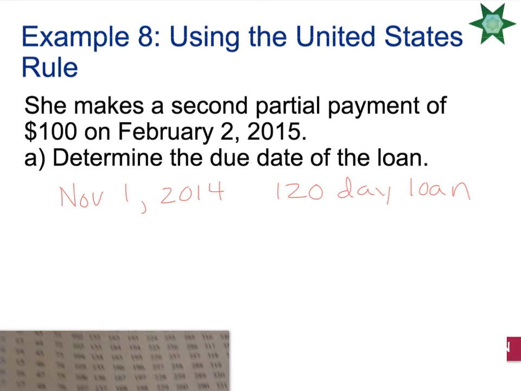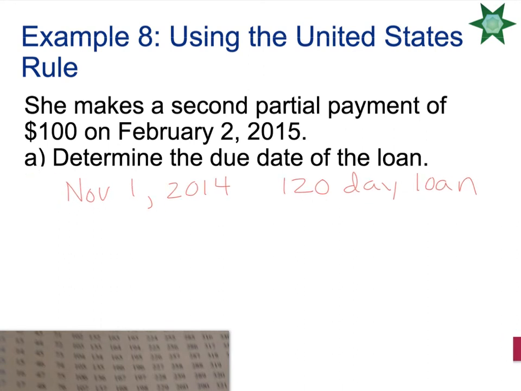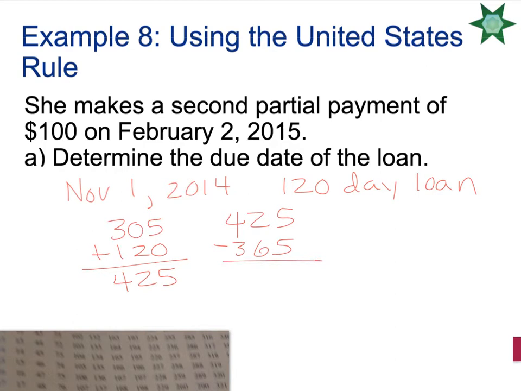So I'm going to take November 1st, 2014, which is 305, and add 120 days to it, which is 425. Now my table doesn't go up to 425. My table only goes up to 365. So then I'm going to have to take 425 and subtract the 365 from it. 425 minus 365, and I'll get 60. So my loan is going to be due on day 60. Now let's go back to our table and see what is day 60.